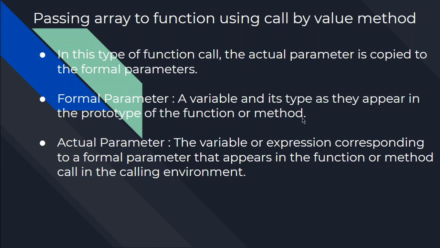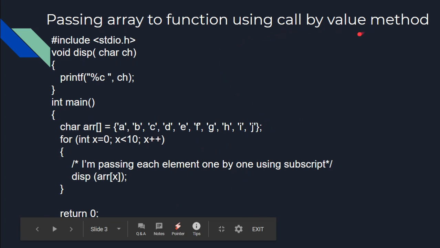So we know the function definition. In the function definition we have the function header, that is the prototype of the function. The variable available in the prototype of the function is called a formal parameter. An actual parameter is what we use when we call the function, that is, in the calling environment. The variable or expression corresponding to a formal parameter that appears in the function or method call in the calling environment is called an actual parameter. Now let us see with an example how call by value and call by reference look like.